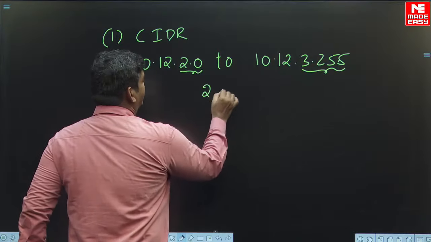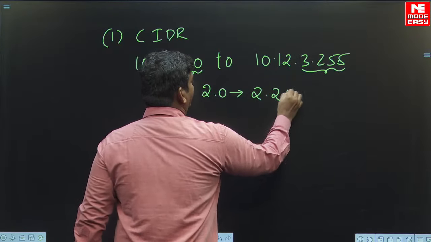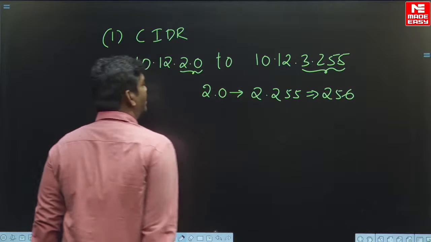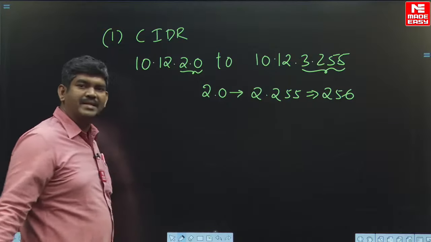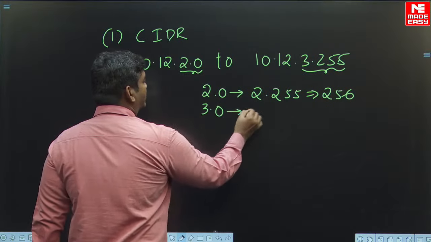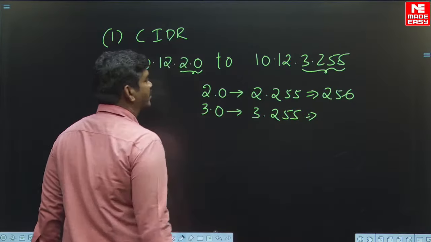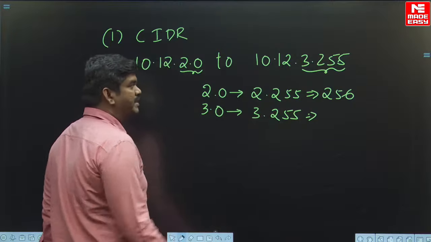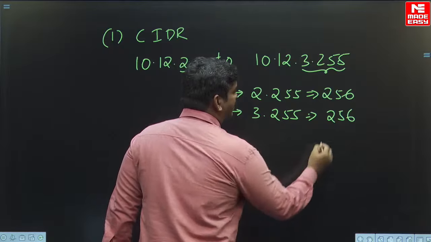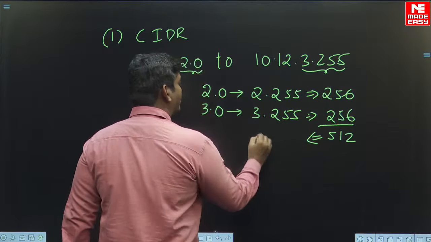You can observe that from 2.0 to 2.255 there are 256 addresses. Now the 2 series is completed, so you have the 3 series, 3.0 to 3.255. So 3.255 is the ending number. Here also you have 256 addresses. So total addresses are how many? 512. So what is the meaning of 512?